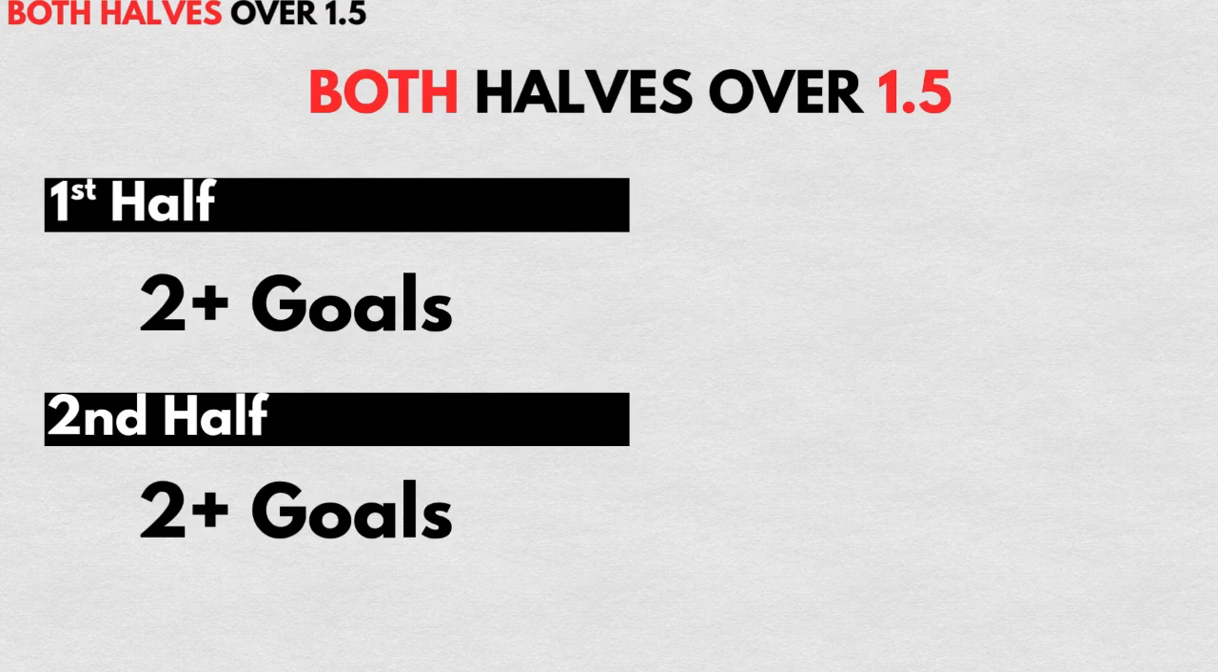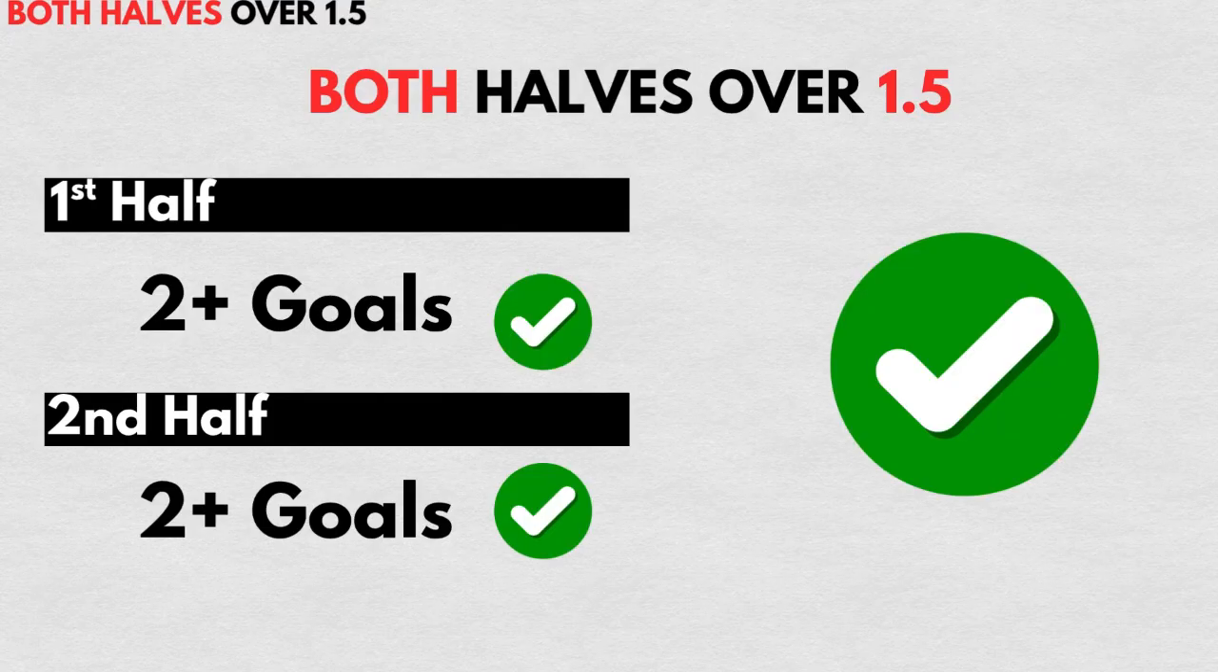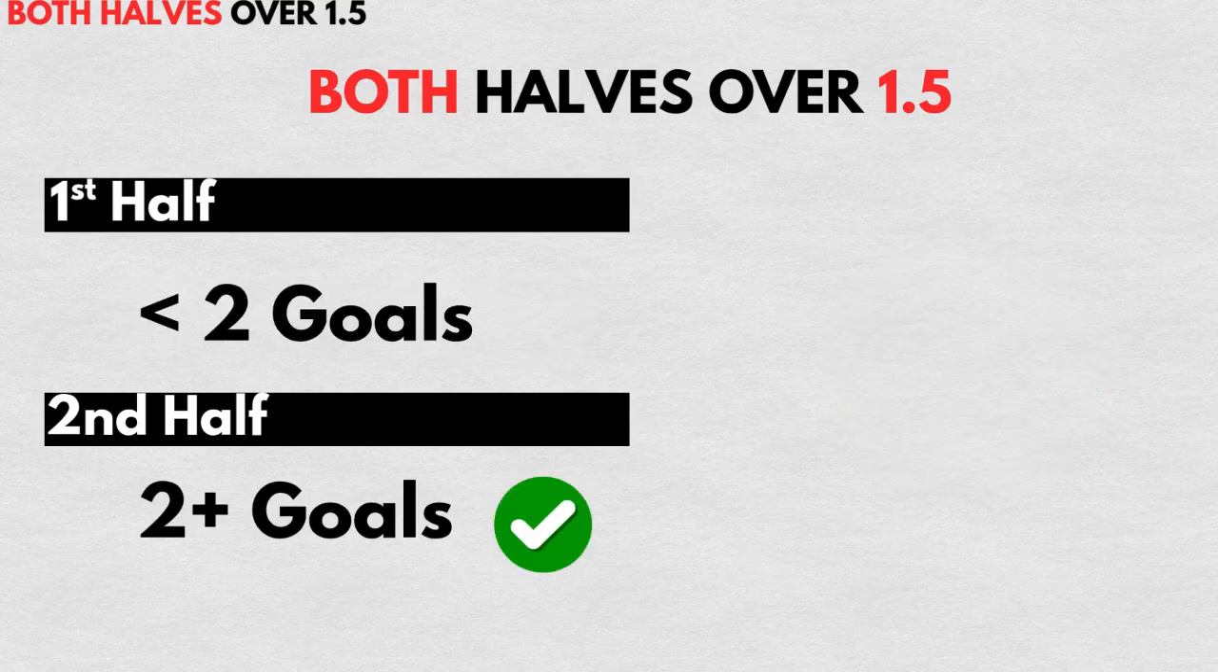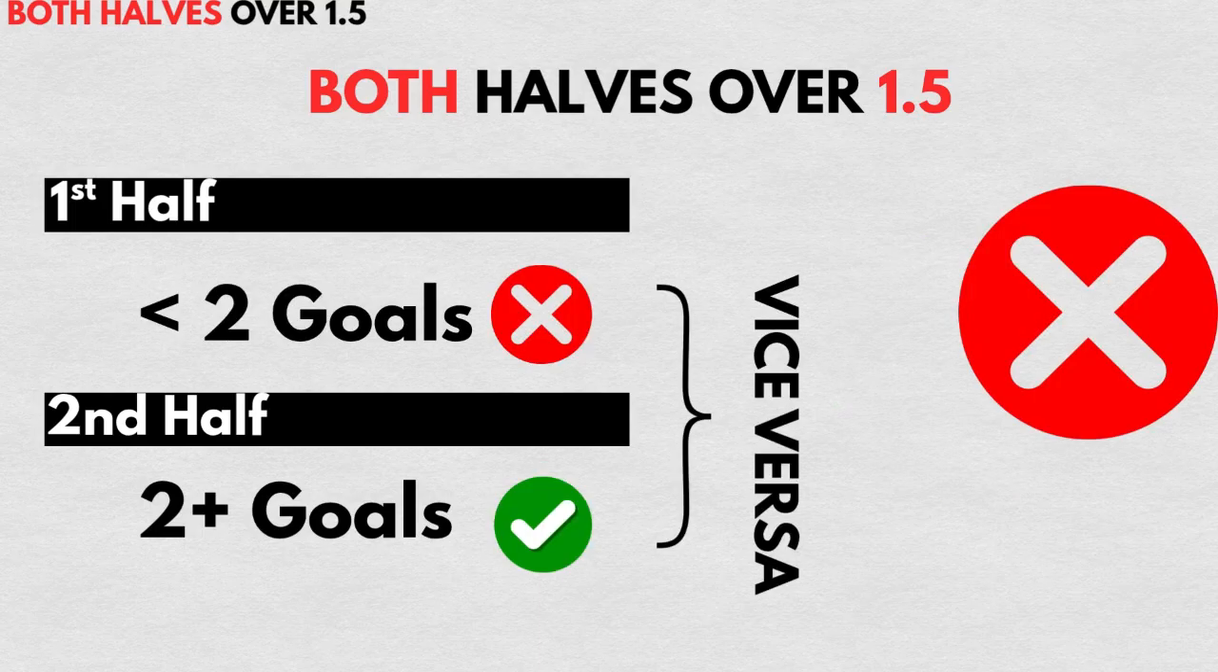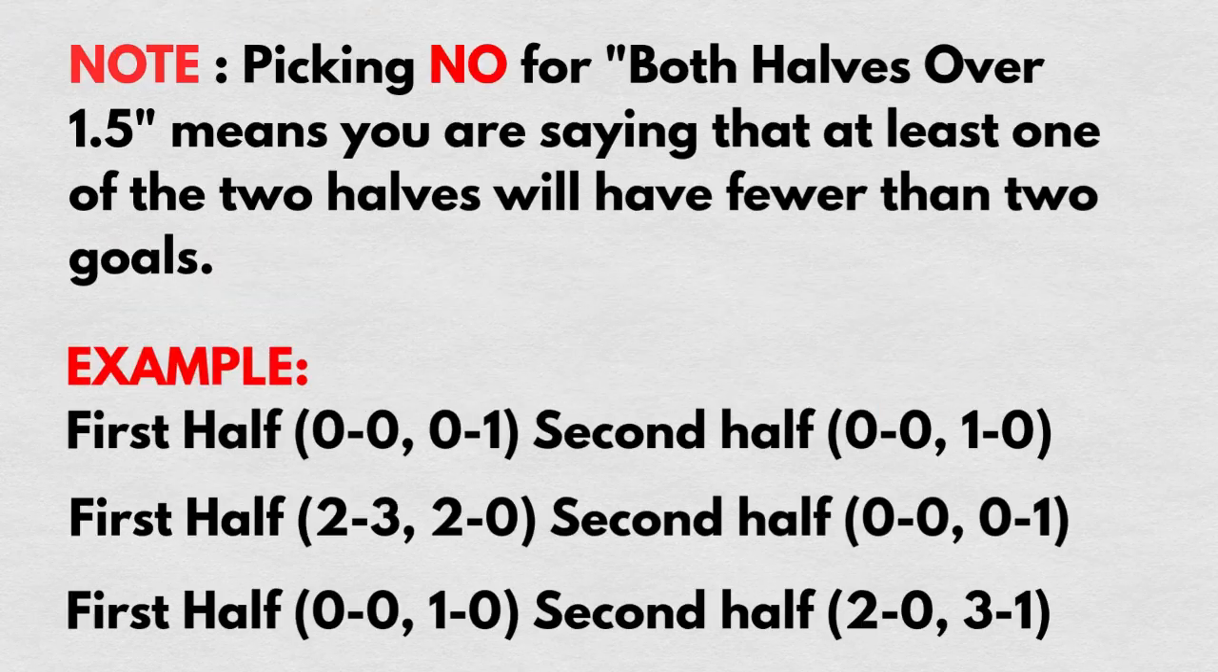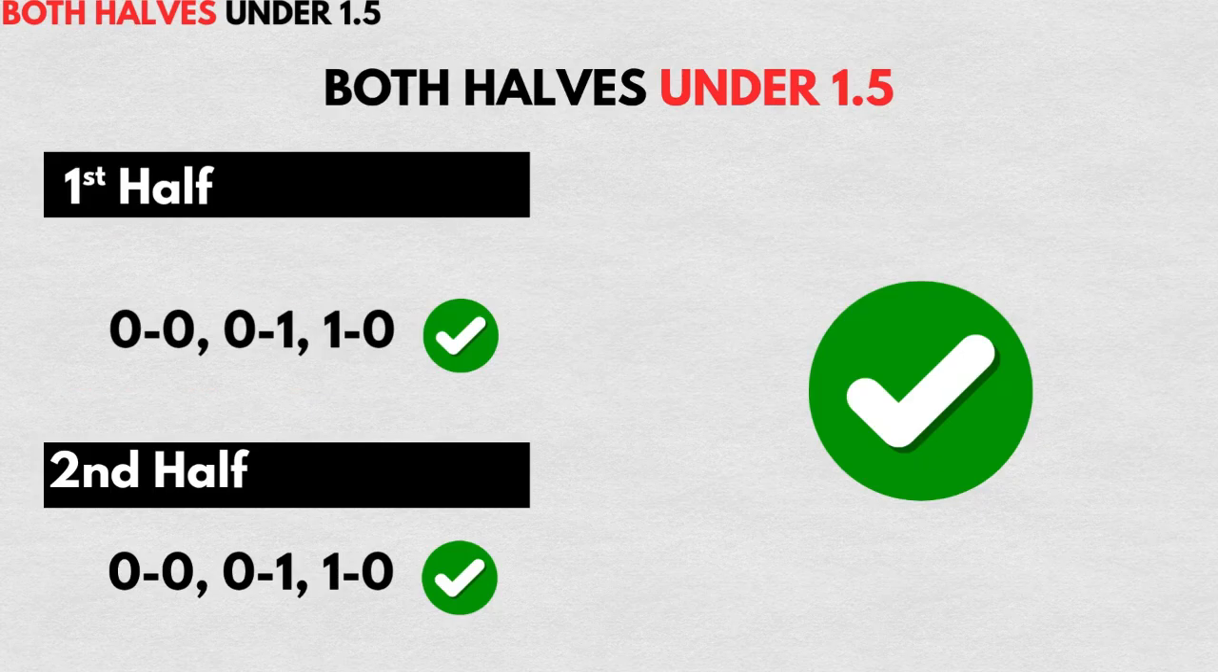For the both halves over 1.5, it means you're expecting 2 or more goals in the first half and 2 or more goals in the second half. If the first half has less than 2 goals, but the second half has 2 or more goals, then it's going to be counted as a loss. It's just the same logic if you are picking the both halves under 1.5. That means the first half and the second half should have less than 1 goal in each of them.